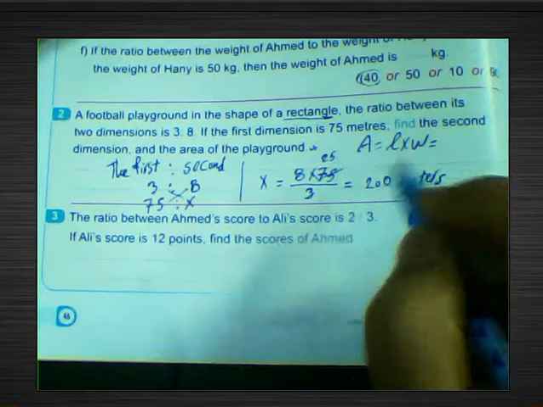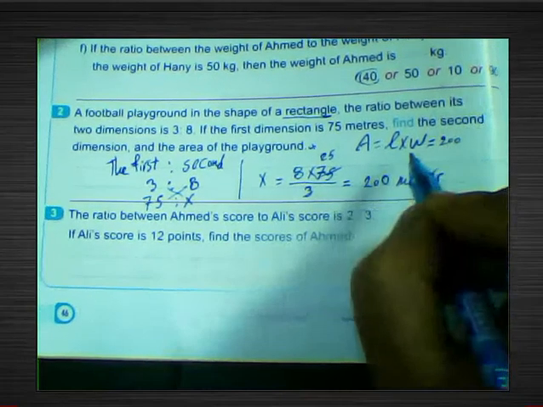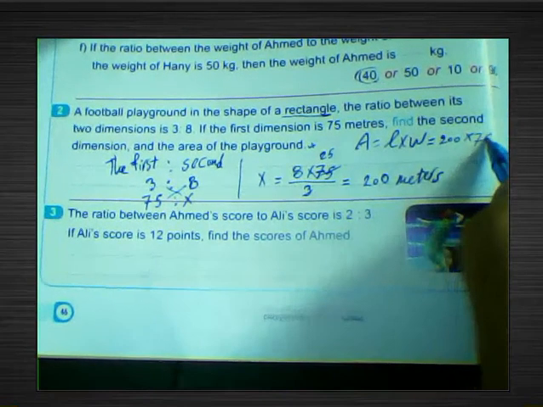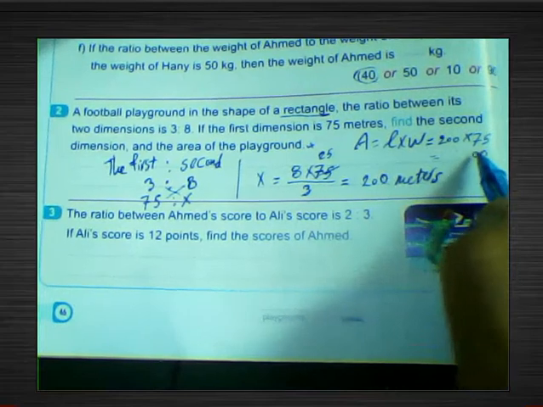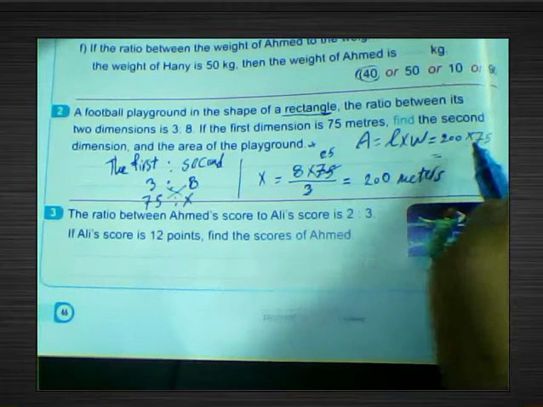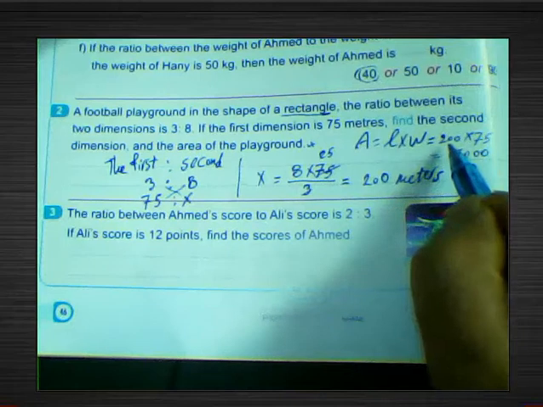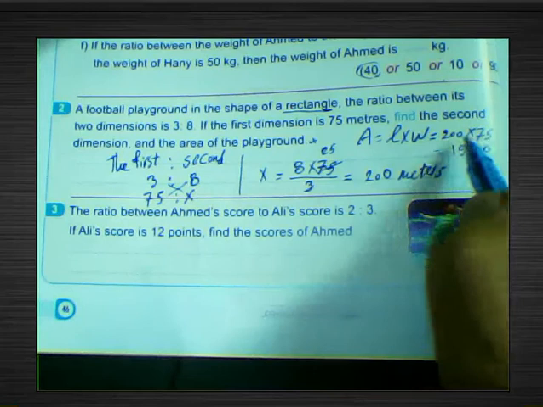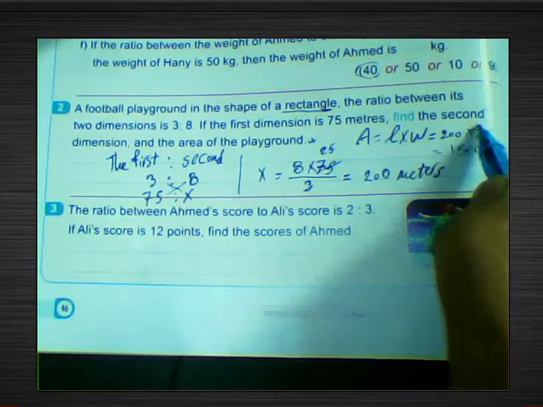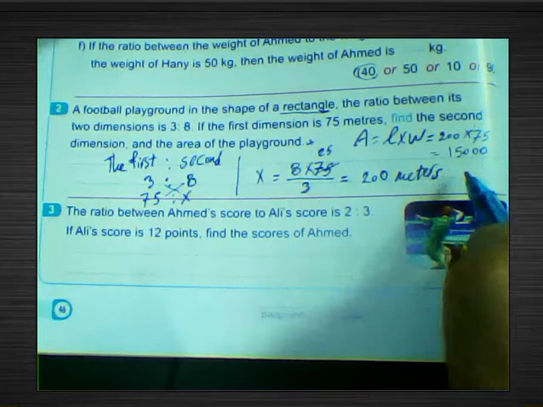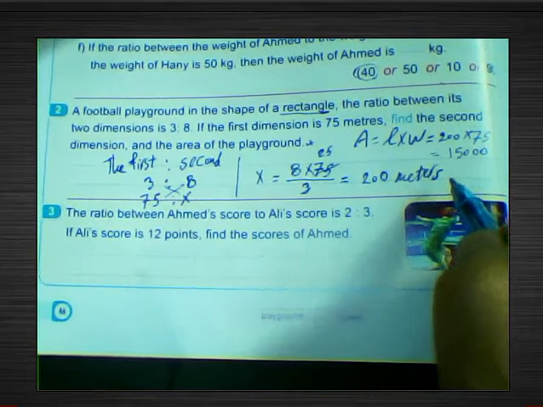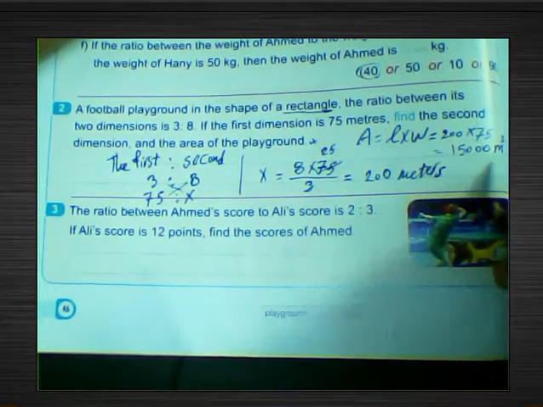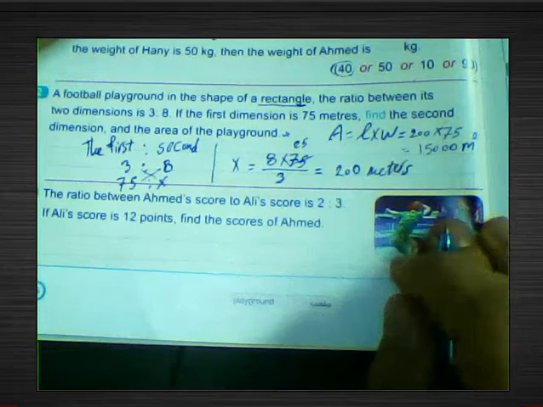Length here 100 meters, width 75. We write double 0 here, 1 times 75 equals 75. Or you can find the result by 100 times 75. So the result will be 7,500, and the unit will be meter square, so square meters. It's okay.